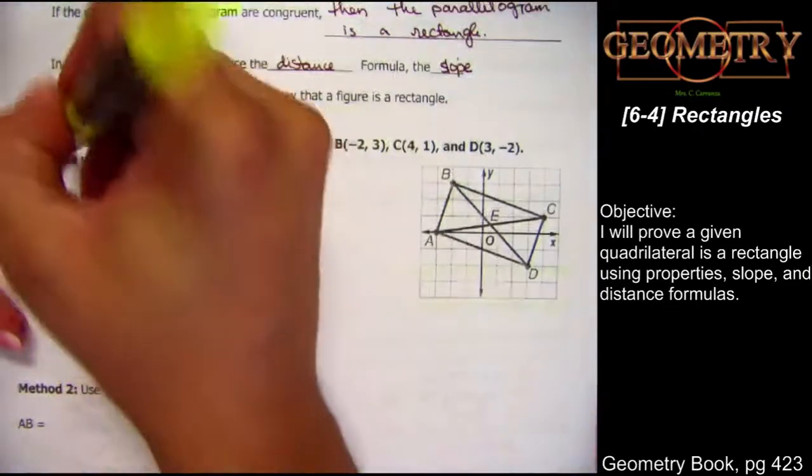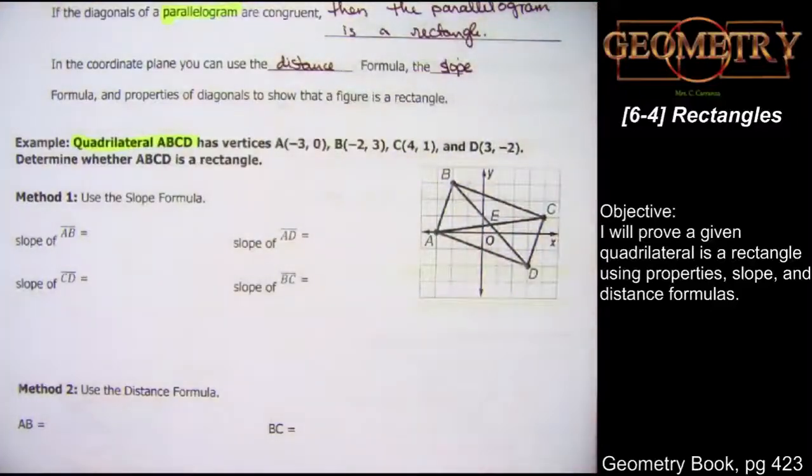Notice that it tells me quadrilateral, which means I don't know if this thing's a parallelogram. So in order to show that this is a rectangle, I first have to show it's a parallelogram, and then I can show it's a rectangle. Ugh. It would have been easier if we had just had a parallelogram, right?